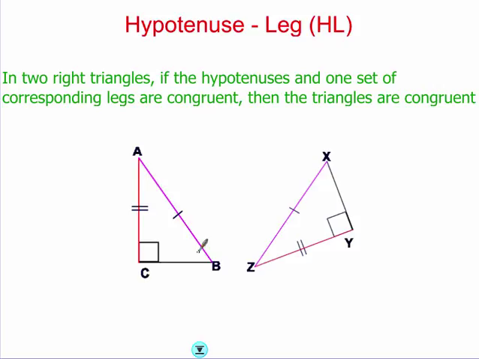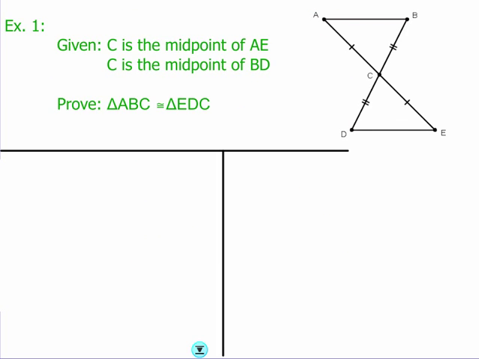The way we're going to do this is we're going to look at an example, and we're going to say, okay, what is given to me? What do I know about these triangles? And what can I use? How can I use that to prove they're congruent? Which theorem works best given the information I know? So let's take a look at example 1.